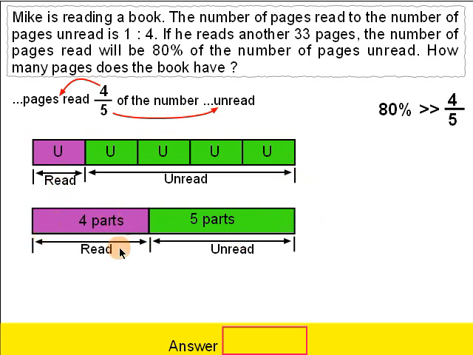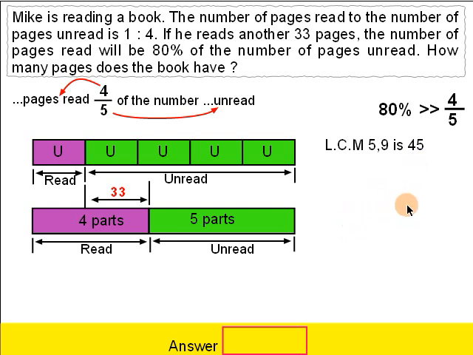So we draw the length of parts and units to be equal. So over here, 4 parts read, 5 parts unread, according to the percentage given to us. And this happened because he read another 33 pages from at first. So now looking at the model on top and the bottom, on top we have 5 units, bottom we have 9 parts.